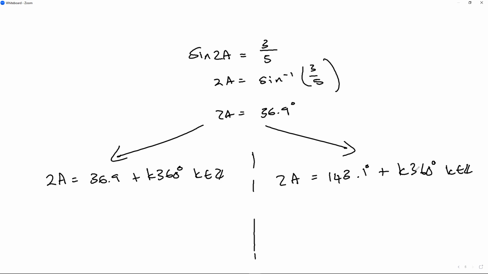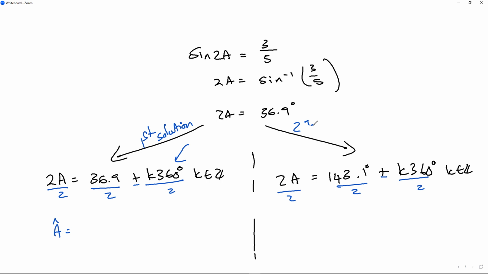So now, after I've done this, I divide everything by 2 to get to the final general solution, which means the application of dividing by 2 has to also be applied to the 360 at the end here. So this is the first solution, and that's the second solution. But we're also looking at a general solution. So that will be 36.9 divided by 2, and that's equal to 18.45 degrees plus minus k 180 degrees, k is an element of integers. General solution done.